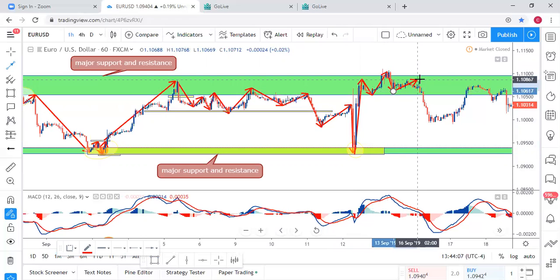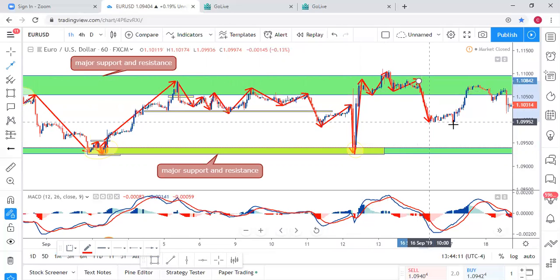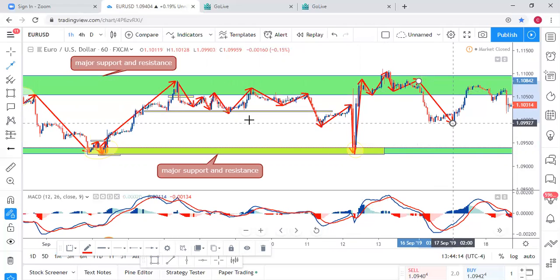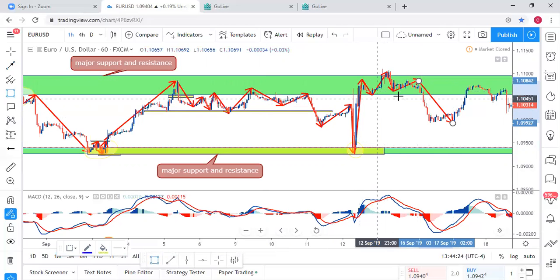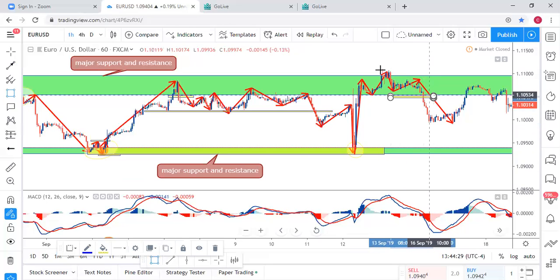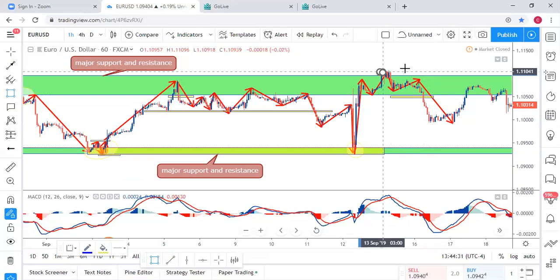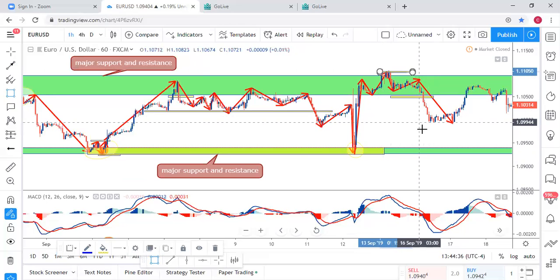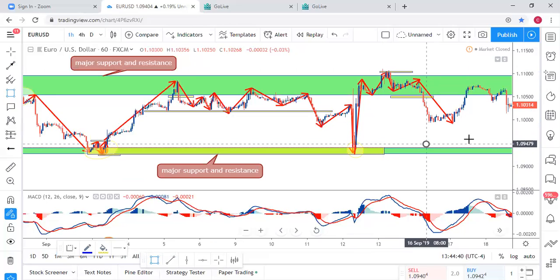Right? Before it decided, you know what? I'm going to come down. So once again, because you have all of these touches in here, your entry could have been once again anywhere here, stop loss here, and your take profit, you know what I mean, could have been down here again, which it didn't go. It didn't go all the way down there.